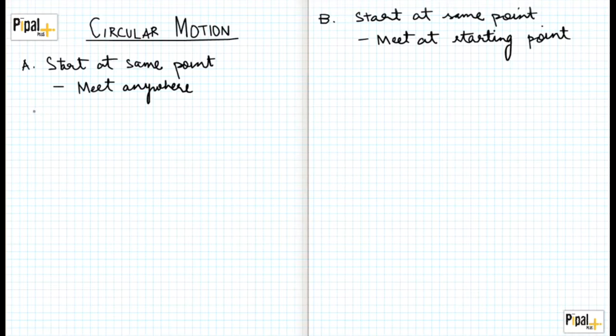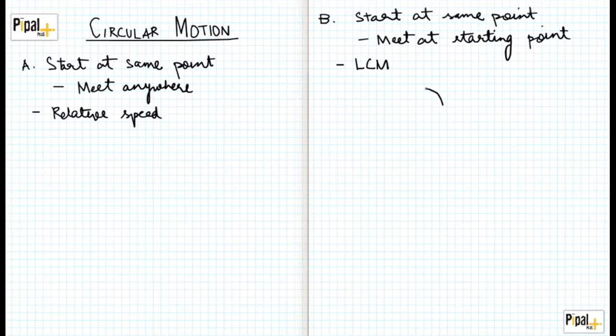The first one, meet anywhere, will use the concept of relative motion or relative speed, right? This is the concept we are going to use. But for meeting at the starting point, we are going to use the LCM concept. Now this is going to be a very straightforward thing. The way we go around doing this, let's look at this situation first.